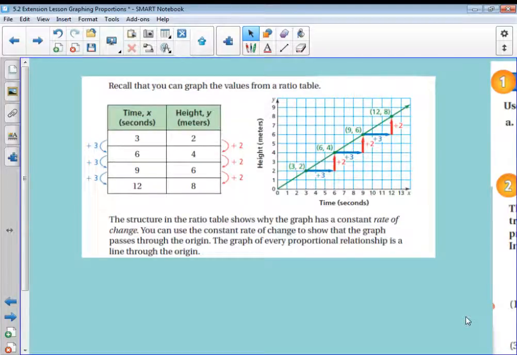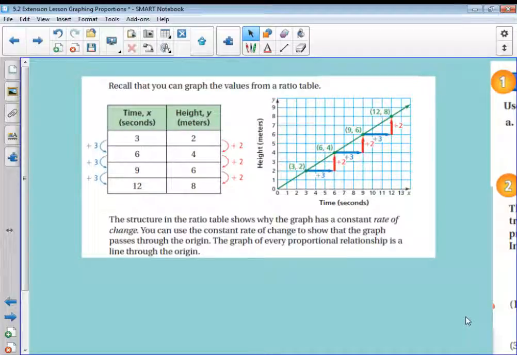Okay, in this activity, we're going to be working through using a ratio table and a graph to determine whether or not we have proportional relationships. So first of all, to explain what's going on in this picture, we have time in seconds and height in meters. So this is maybe something that's going up in height over a period of time, maybe like a hot air balloon or maybe just a regular balloon or something like that.